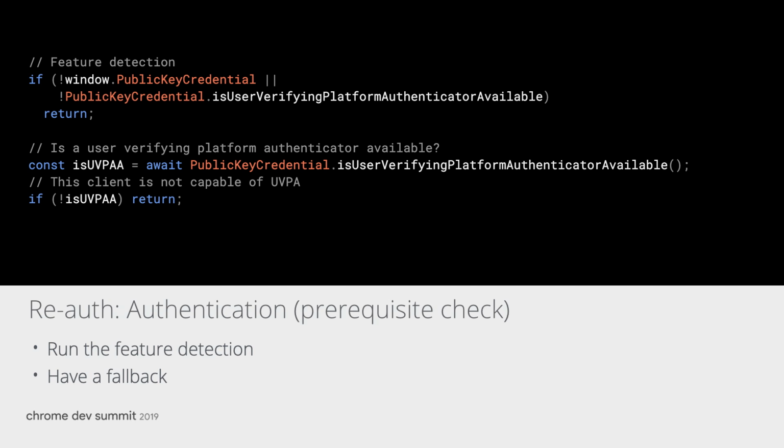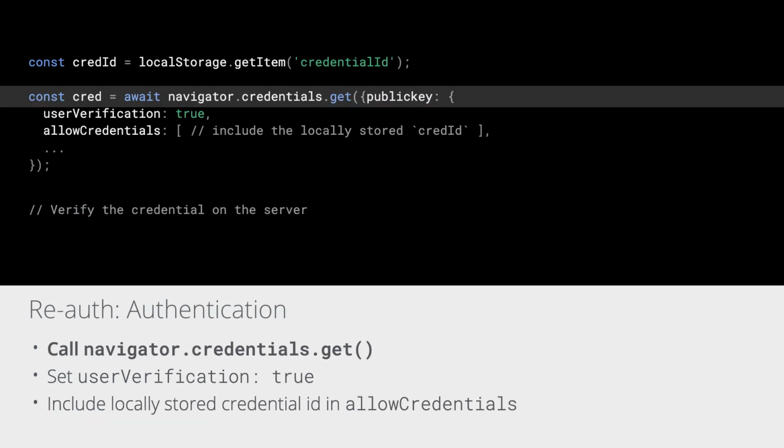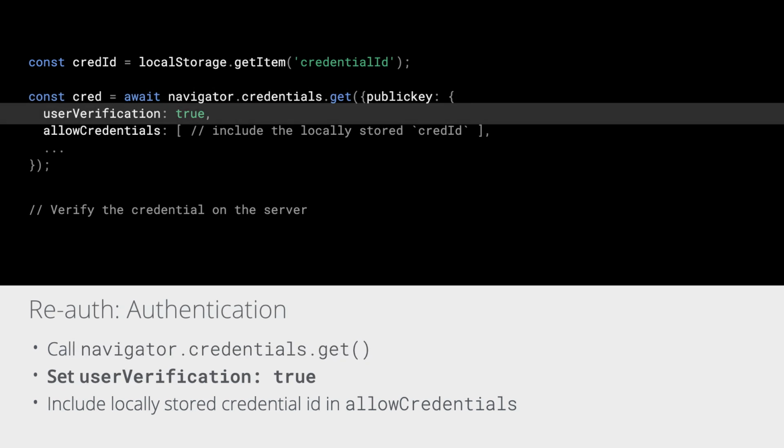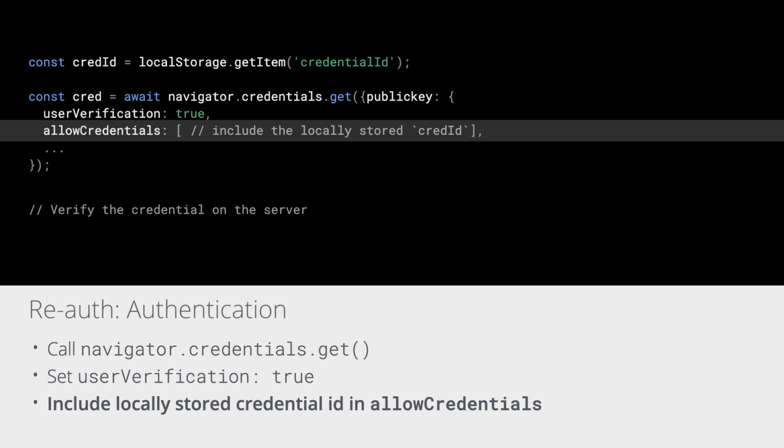When the user comes back, run the same feature detection as you did during registration. However, in this case, make sure that the user can fall back to use other means of user verification, for example, using a password. To authenticate the user, call navigator.credentials.get. For this call, set the option user verification to be true. And in allow credentials, include the credential ID you stored locally during registration.